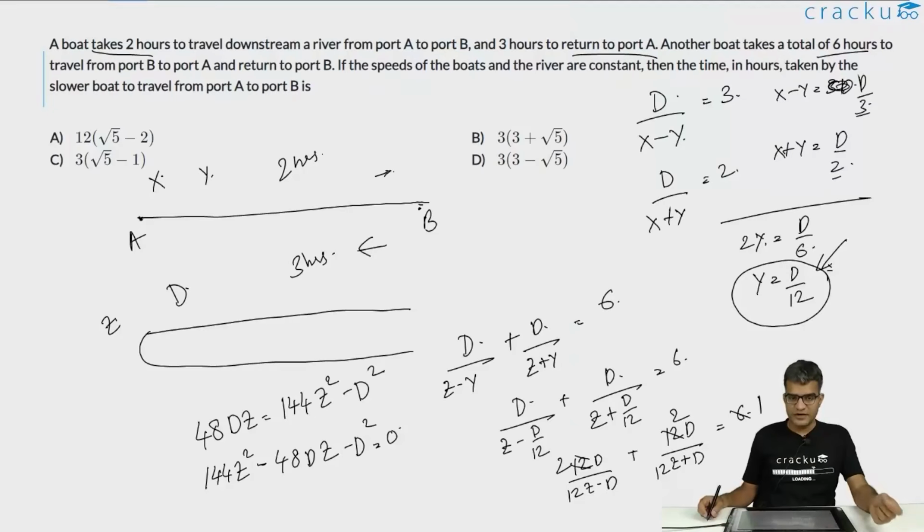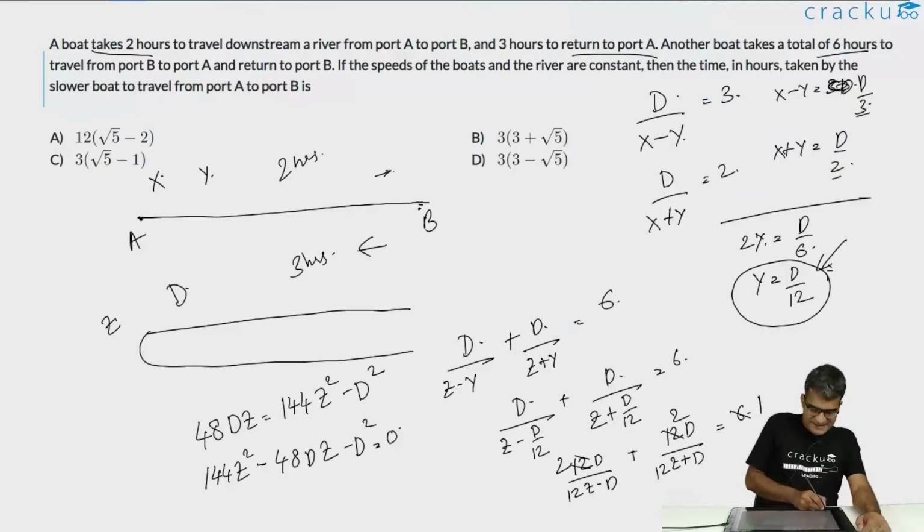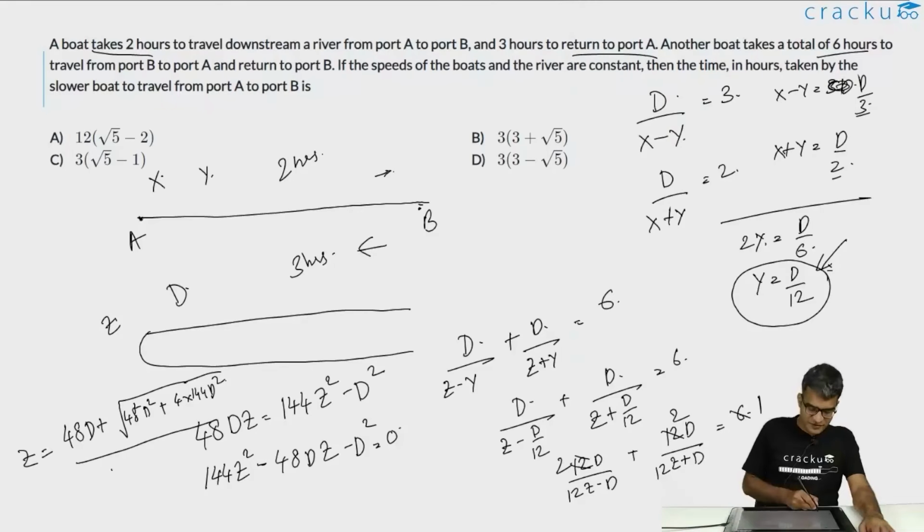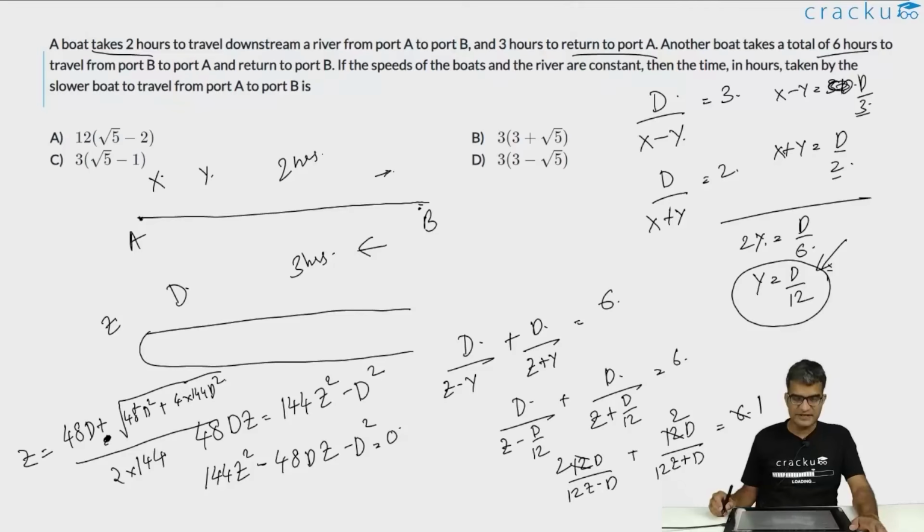We can use the formula for quadratic equations. So the value of z will be equal to 48d plus square root of (48 square d square) plus 4 times AC, that is 4 times 144 d square, divided by 2a, that is 2 times 144. Here it will be plus or minus, but the minus will give us a negative value for z, which is not allowed. So we are only considering one root, which is the positive root.